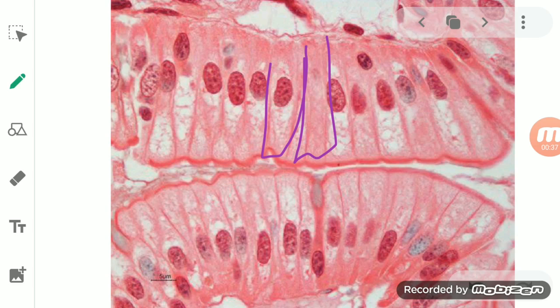When you see the nucleus, you see that the nucleus is basically present at the base, or at the bottom. Okay, so columnar epithelium consists of cells which are taller than they are broad, and the nuclei are towards the base. Sometimes these nuclei are present at the free end also.